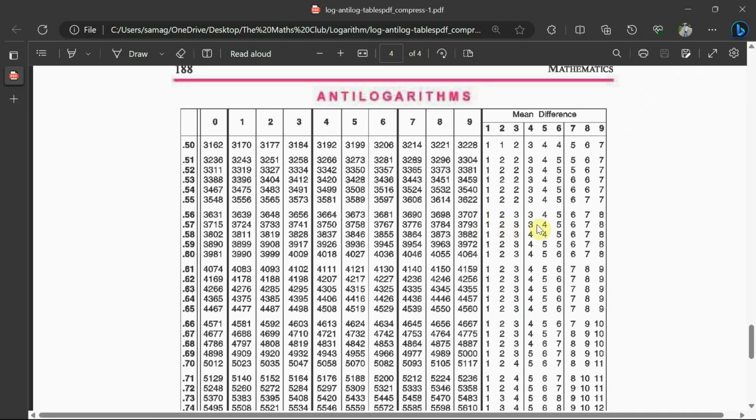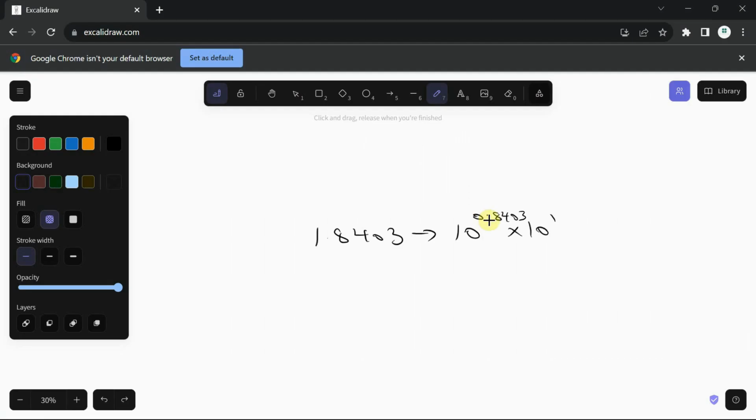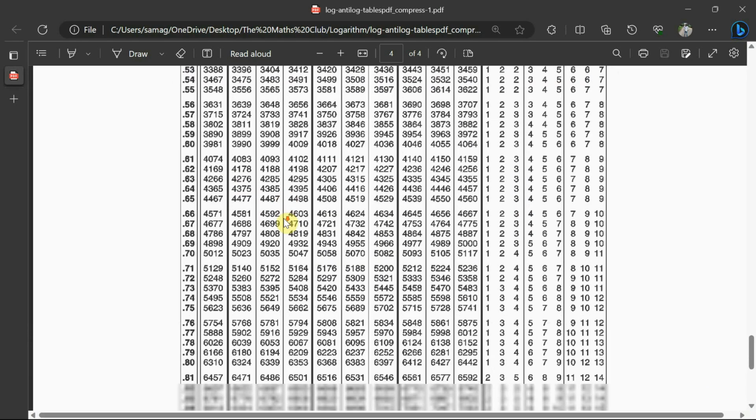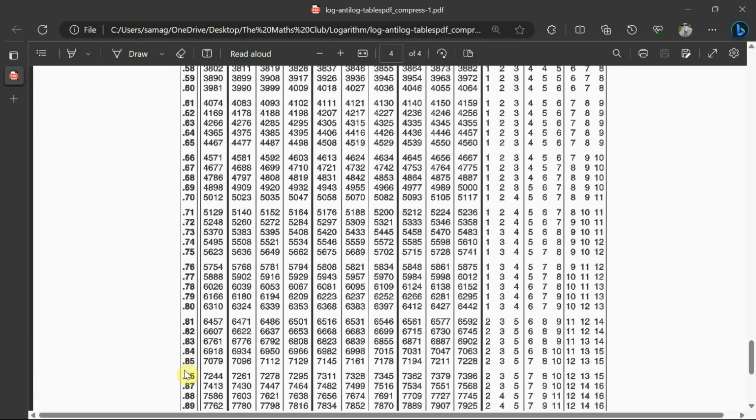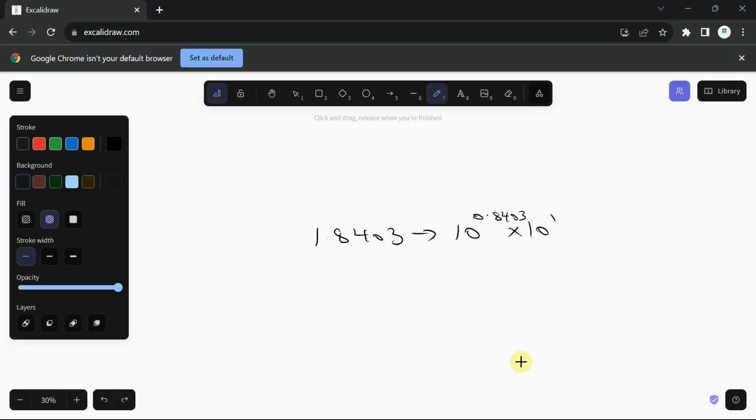So if you go to the anti-log table, you ensure that at the top what you are seeing here is the anti-logarithm. So we had 0.8403. So I'll go to 84 under 0 difference 3. So 0.84, you can see there's 0.84 under 0 difference 3. So we have 6918 plus 5. 6918 plus 5, that will be 6923, right? So this is 6923 times 10 raised to the power of 1.